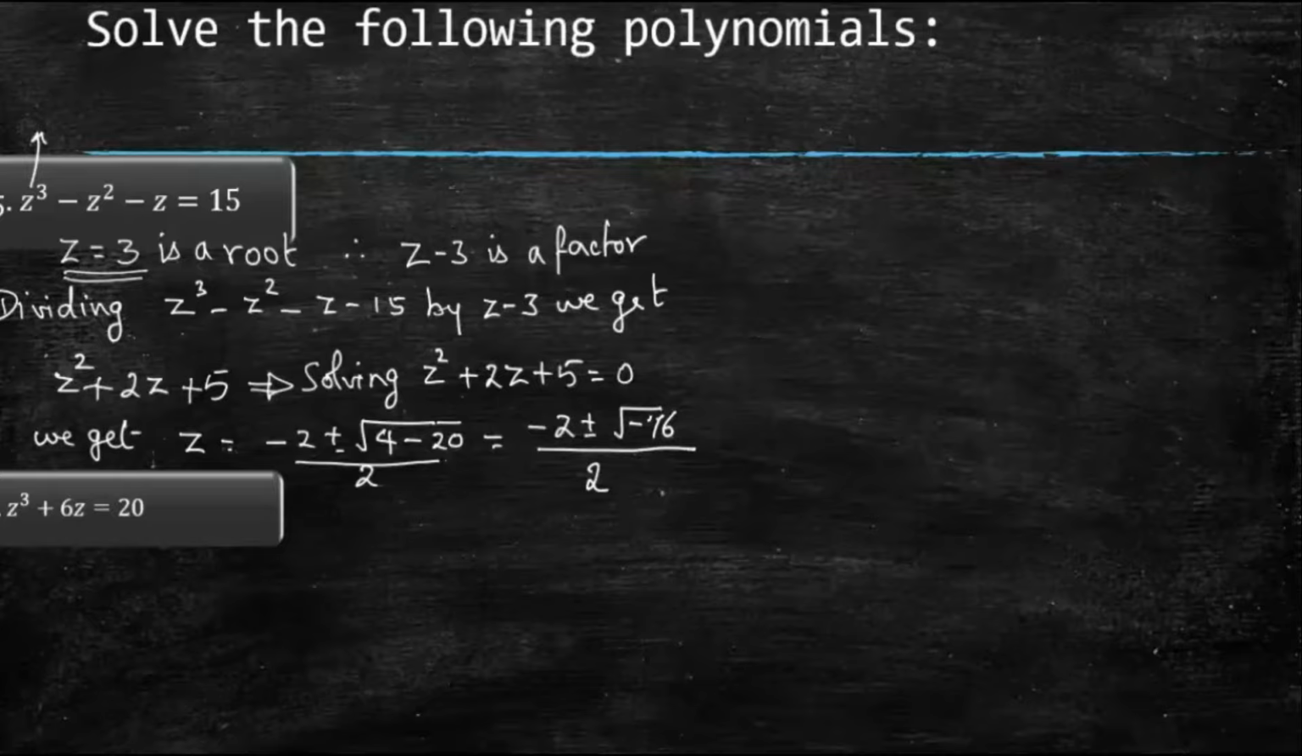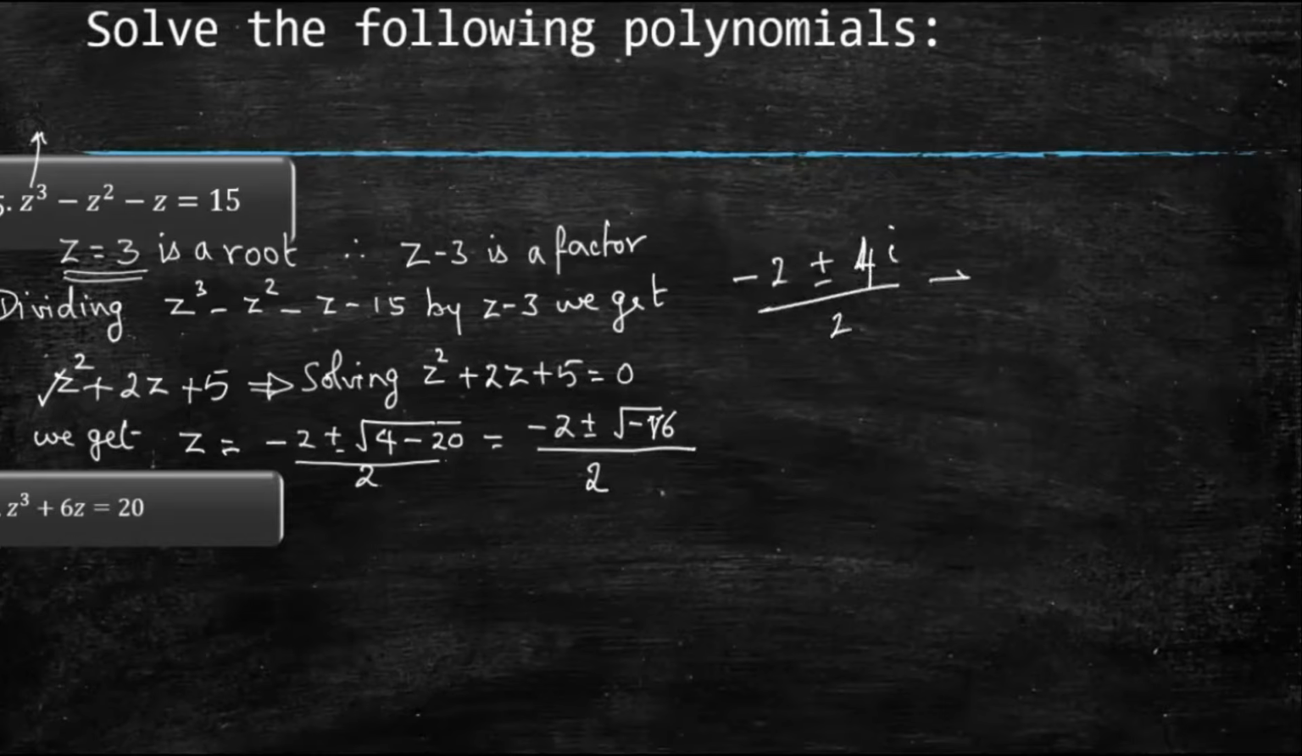So z equal to 3 is a root, z minus 3 is a factor, so divide the equation by z minus 3, and then you will get a quadratic. In this case you cannot factorize it, therefore you solve by using the quadratic formula, and you get minus 2 plus or minus square root of minus 16 over 2. In simpler form it will be 4i over 2, and you can still simplify this to minus 1 plus or minus 2i, and you can see they are conjugate pairs because the coefficients are real.